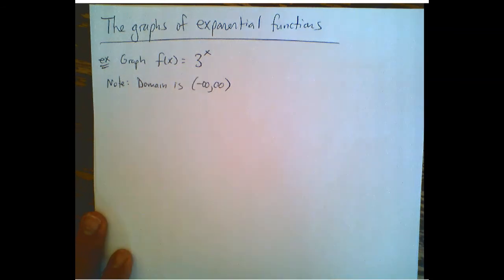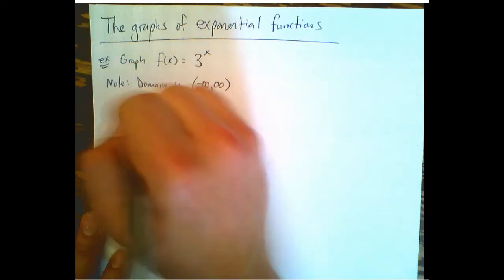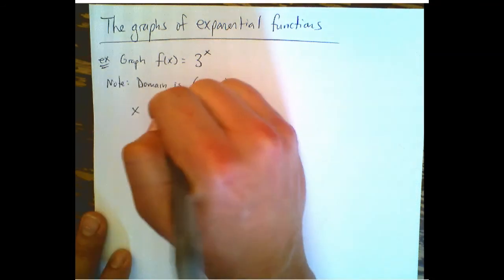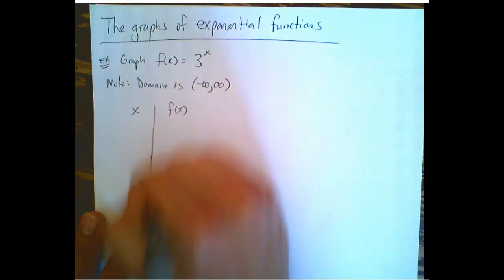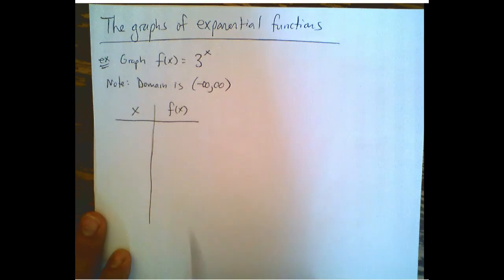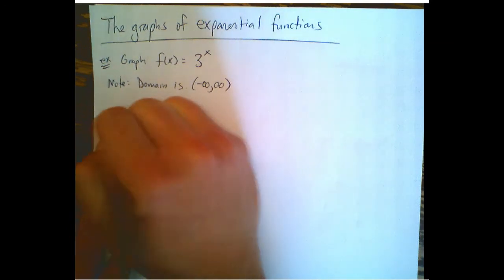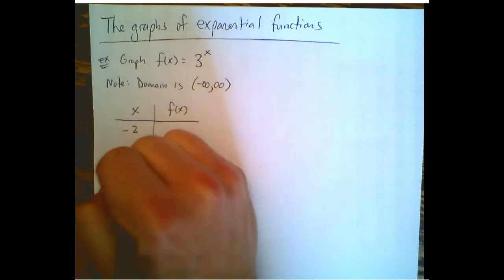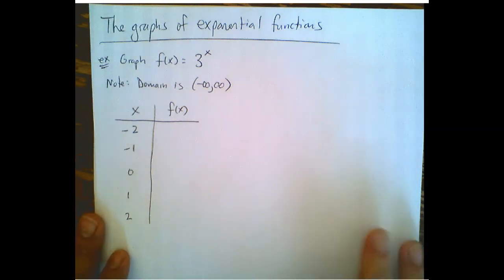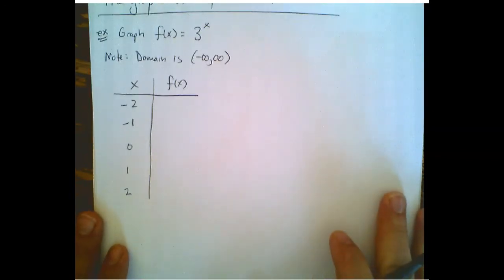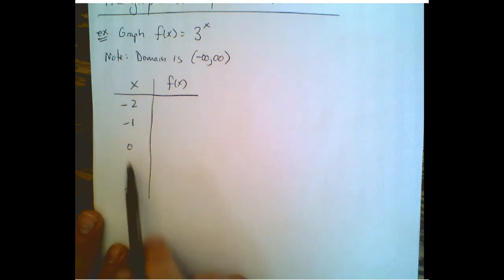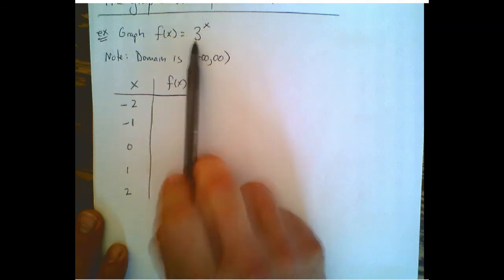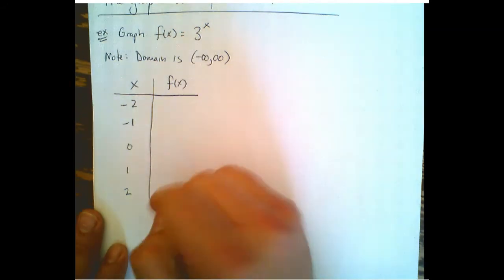So let's see what happens. Let's make a table of x and f of x coordinates. Let's do a few. Let's do -2, -1, 0, 1, and 2. All right. So let's start with the easy ones first. We'll start with 2. So here x is 2. So plug in 2 here. 3 to the second power is 9.